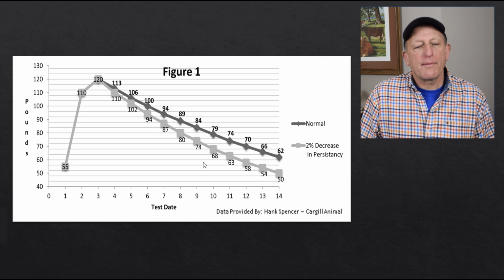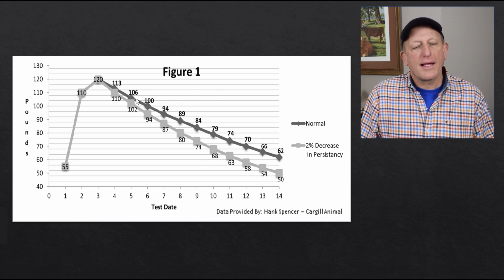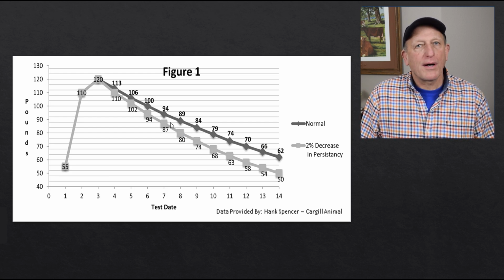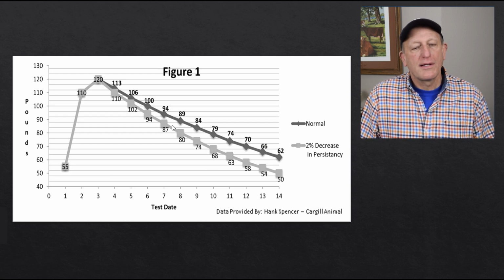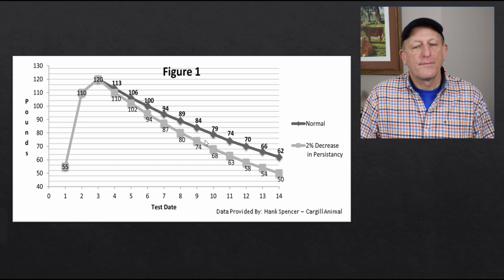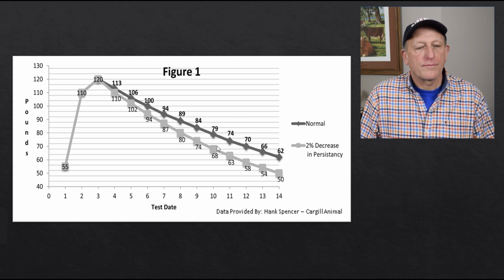If you look at an example herd that had a 2% decrease in persistency, and you look at the area underneath this curve, how much milk is there, it's figured out this is about 2,600 pounds decrease in milk production if we just saw a 2% decrease in persistency. And so you can add up how much milk that is per cow per year by the milk price at the time.